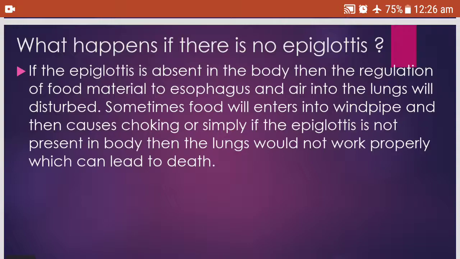What happens if there is no epiglottis? If the epiglottis is absent in the body, then the regulation of food material to the esophagus and air into the lungs will be disturbed. Sometimes food will enter into the windpipe and cause choking. If the epiglottis is not present in the body, then the lungs would not work properly, which can lead to death.